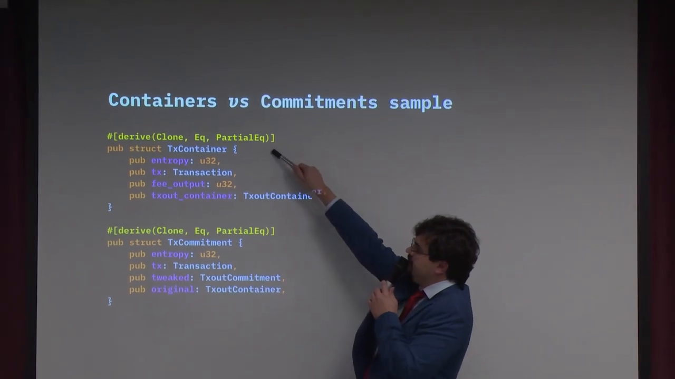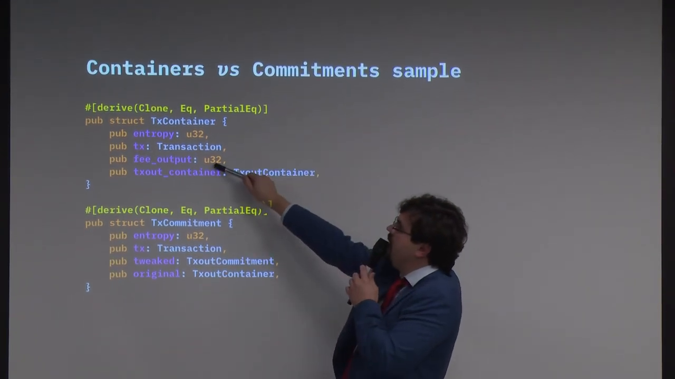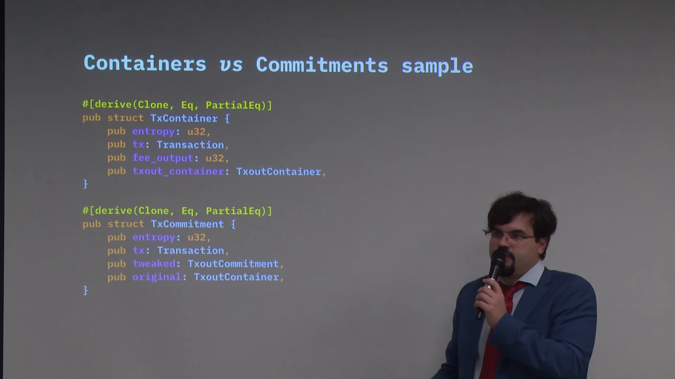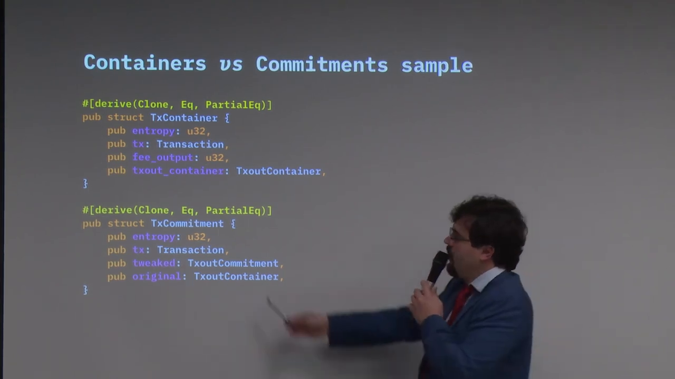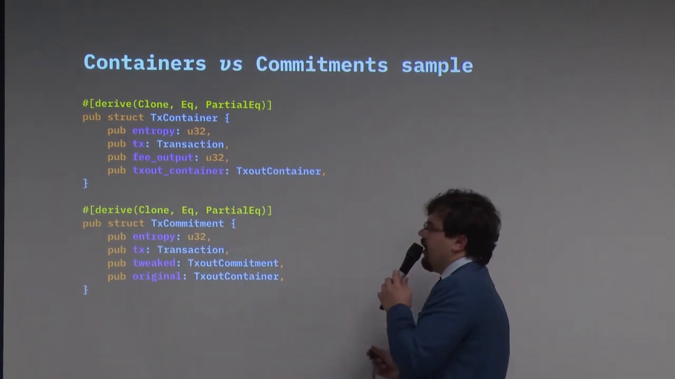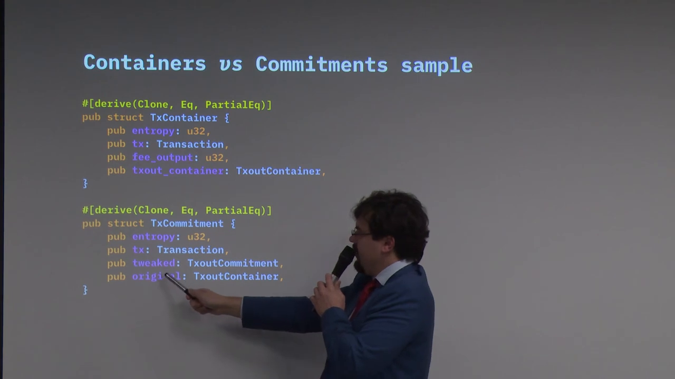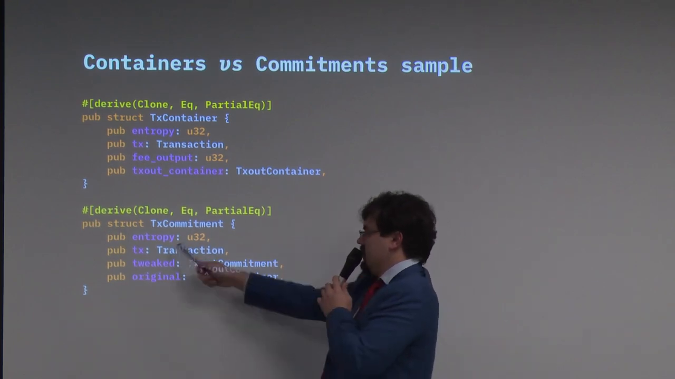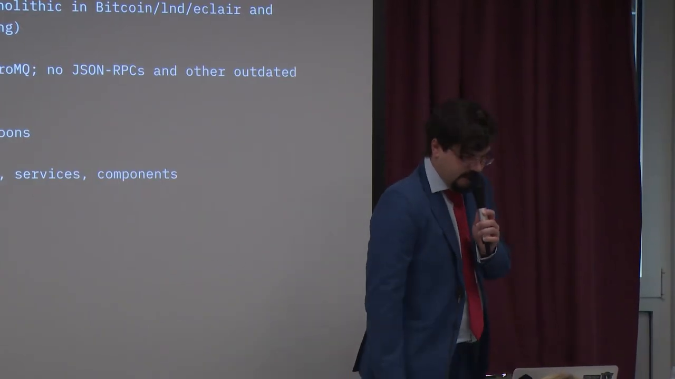And here is an example of how it can be done for the transaction. The transaction container structure and transaction commitment structure with the fields for entropy and transaction with the fee output. So when we need to create a transaction commitment, we will need to modify a fee. And to modify a fee, we need to know which of the outputs we can change in order to get a different fee. And here we point to the number of that output and provide a container for the transaction outputs. After applying a tweak generated from the message, we will get a new tweaked transaction output commitment and the original transaction outputs. Also, we will need this information to pass it as off-chain data to prove the actual fact of the commitment.